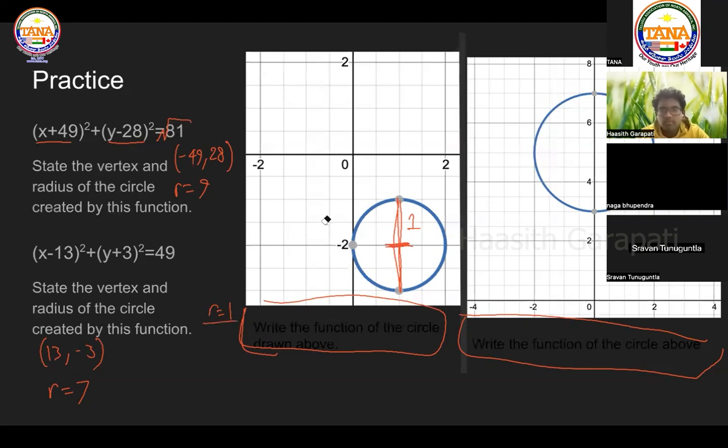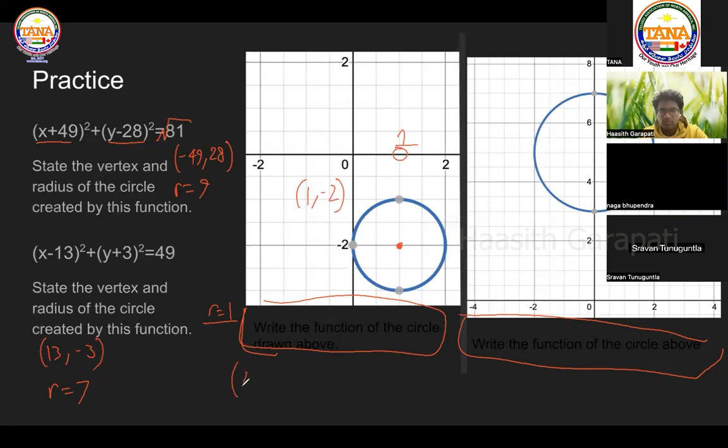The origin is going to be, well, directly in the center. You can kind of eyeball it in this case. It's going to be what? 1 comma negative 2. 1 comma negative 2.